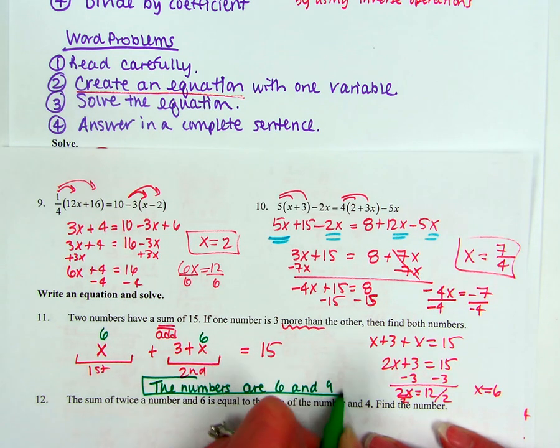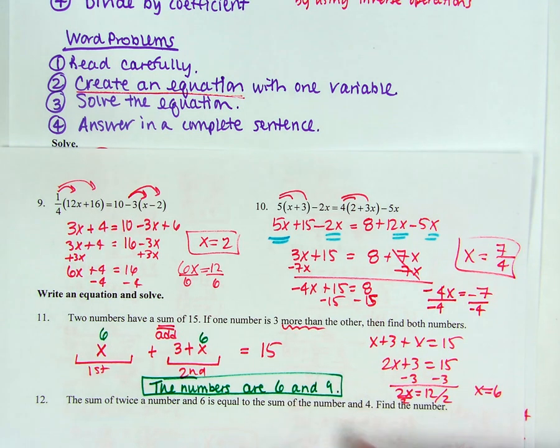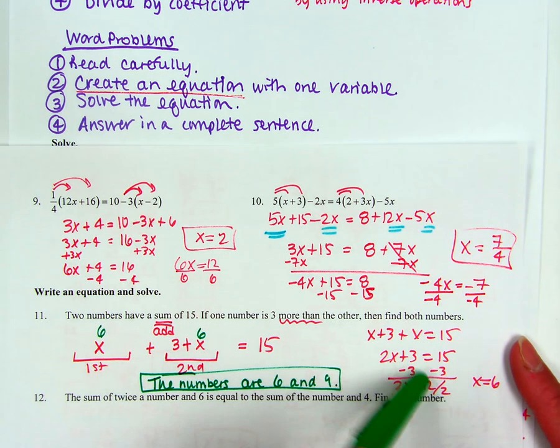You can go back and check. Do they add to 15? Yep. Is one number 3 more than the other? Yeah. So again, to get full credit, you need to come up with an equation, solve it, and write a sentence. You can't just guess and check.